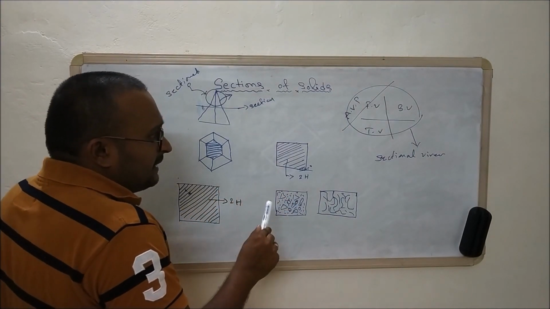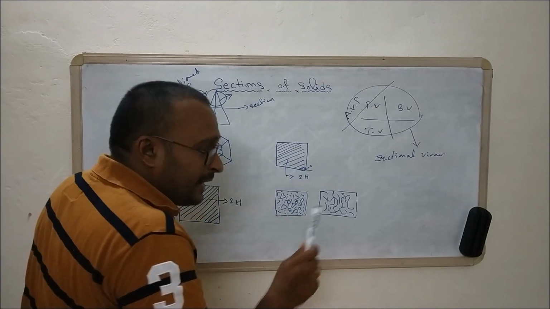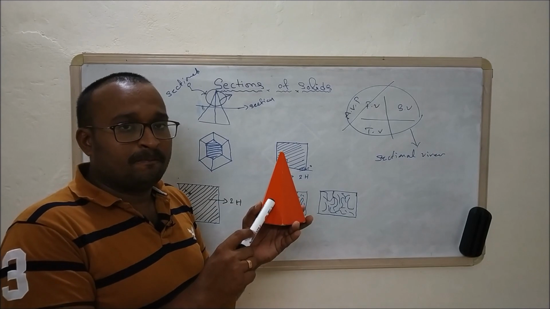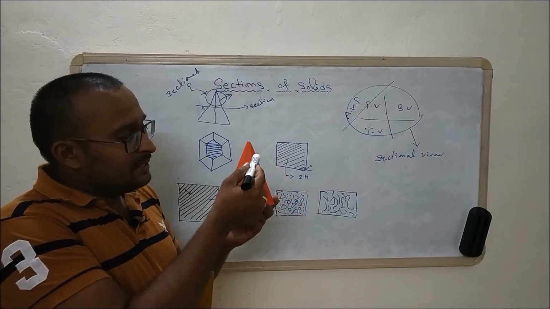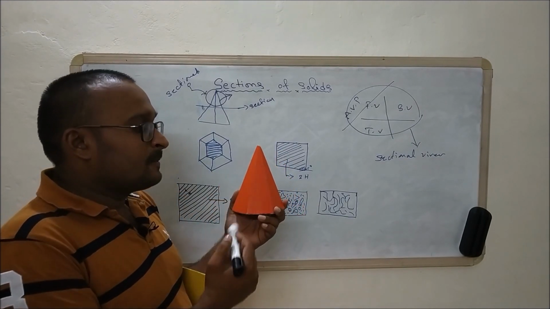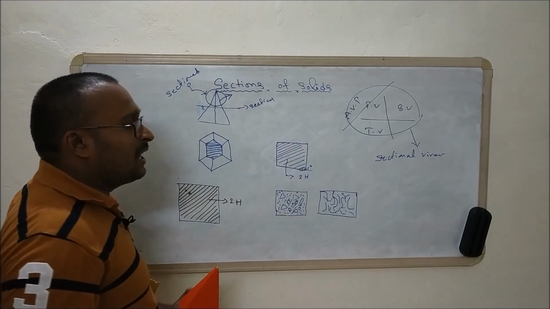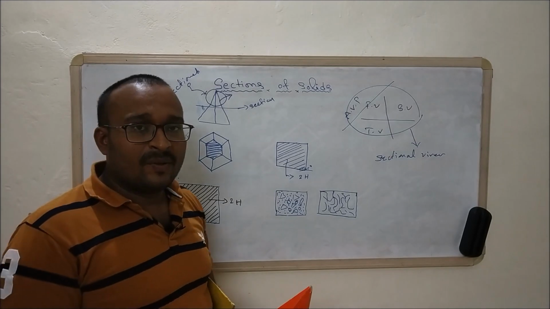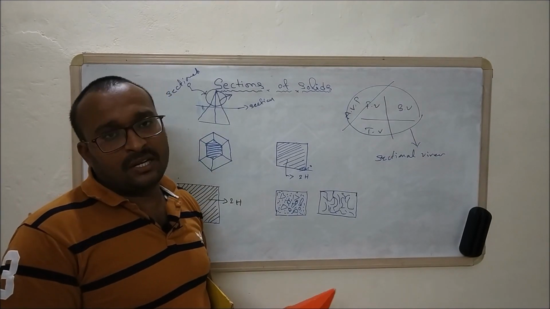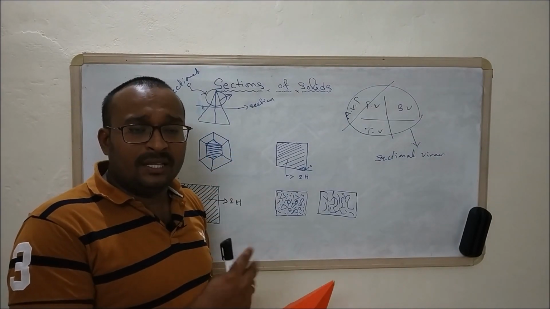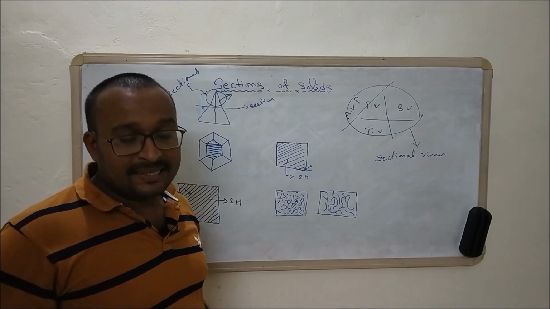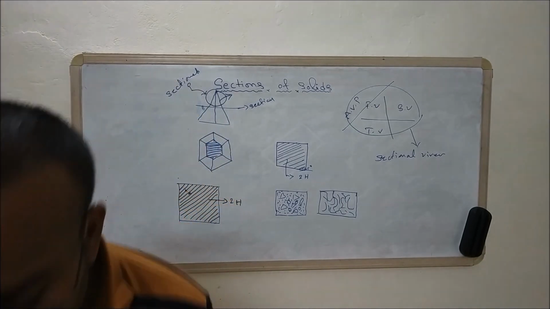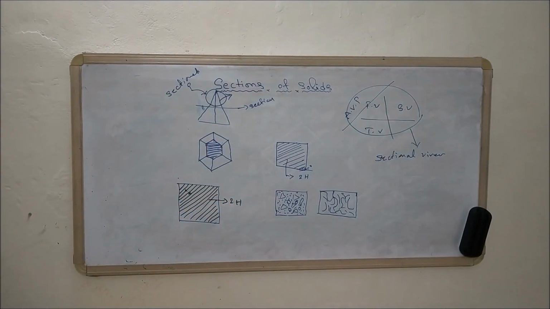So what is the necessity of this section view? To get the information inside the component. So to get the inside information of the component, we will go for the sectional view, right? The true shape of that particular sectional view will be parallel to the section plane position. There are different kinds of positions available with respect to the VP and HP.